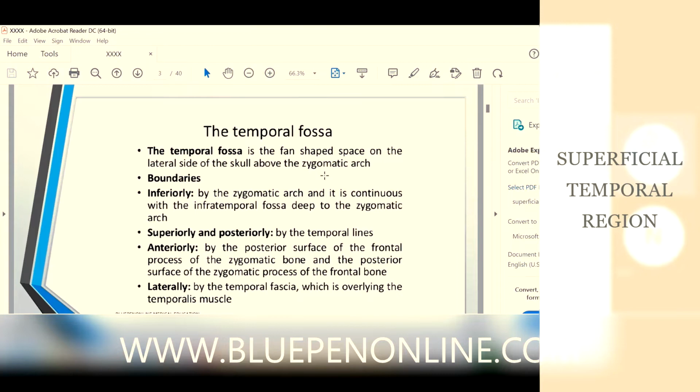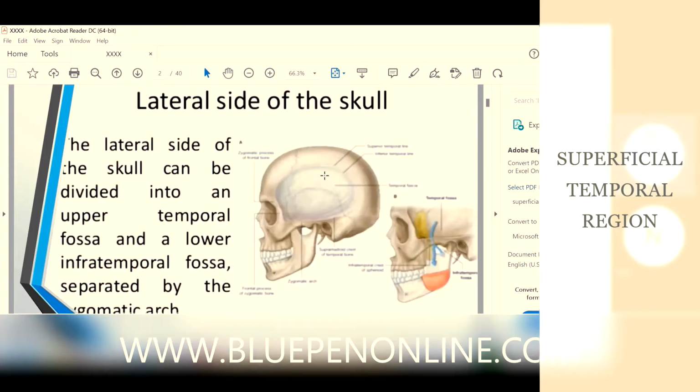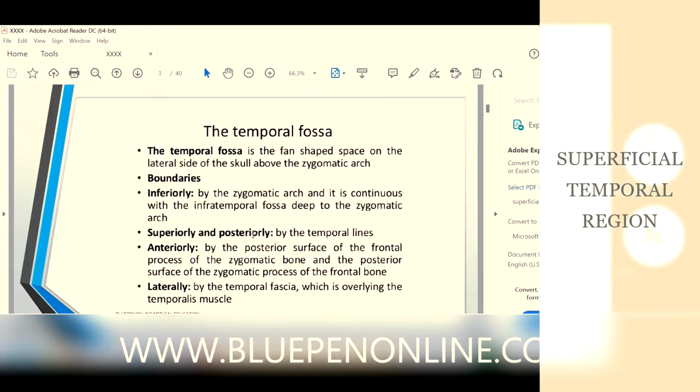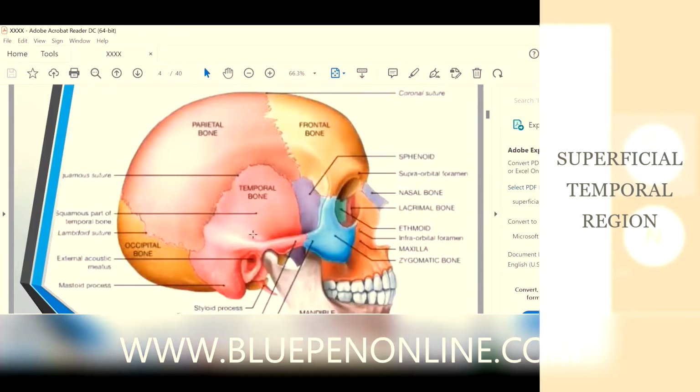Anteriorly by the frontal process of the zygomatic bone and the zygomatic process of the frontal bone. You see the picture. See, this is the anterior part. So here you can see the frontal process of the zygomatic bone. Okay. All right. So laterally by the temporal fascia. The temporalis muscle is there, so it is the fascia which is covering the temporalis muscle.